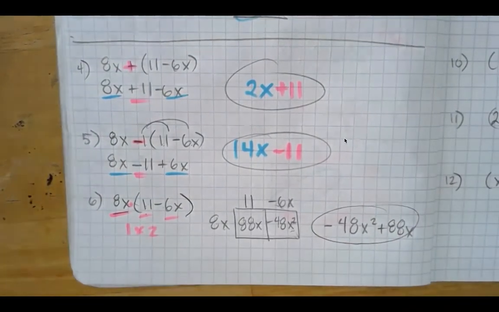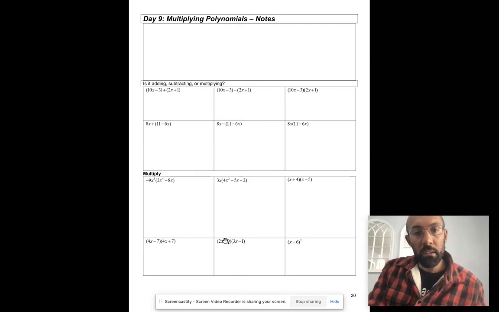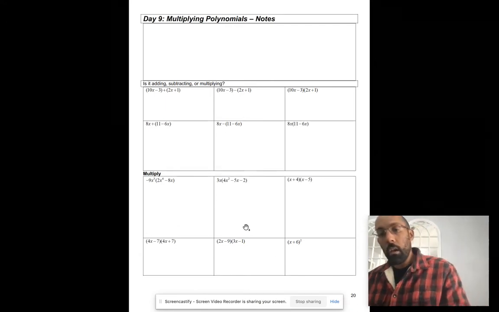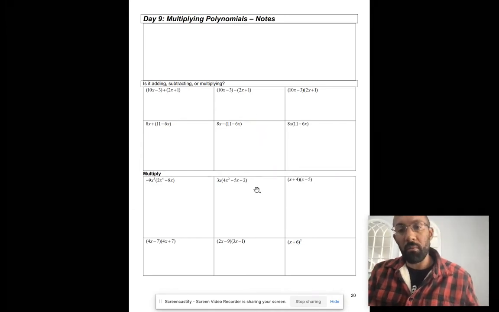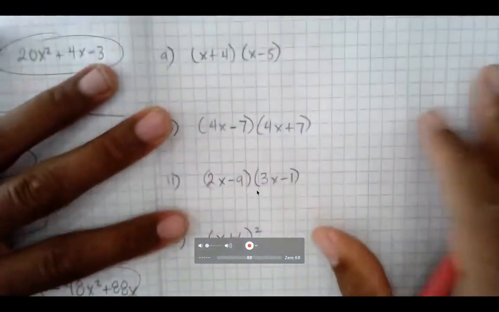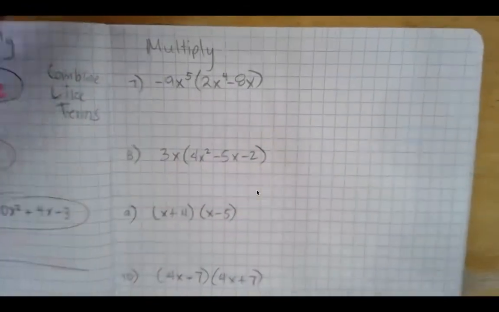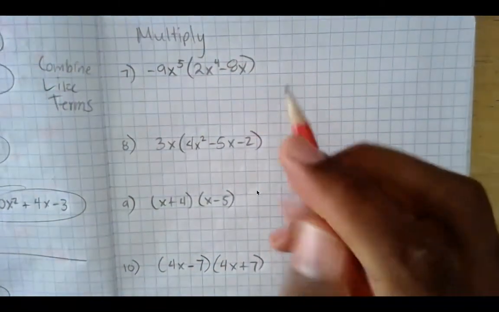All right, so let's go down to the next set of problems here, and you'll notice that all of these are multiply. So you're not doing add, subtract, or multiply. It's just multiply for these last ones. So we're going to set up the box for all of these.